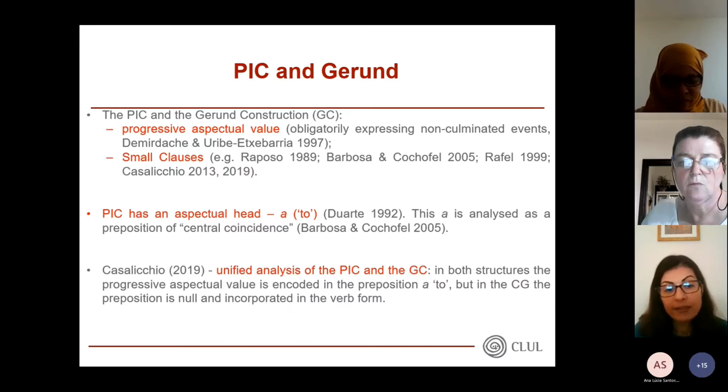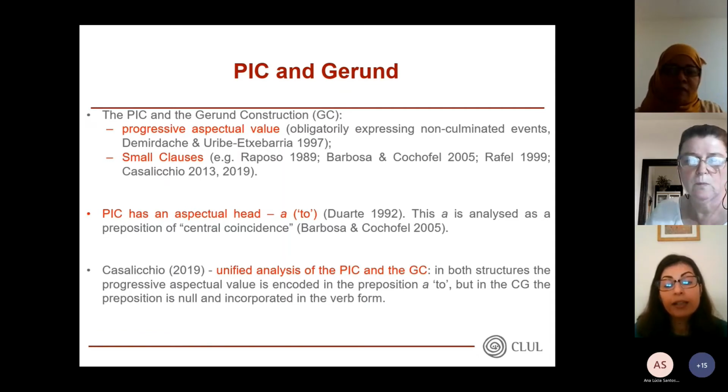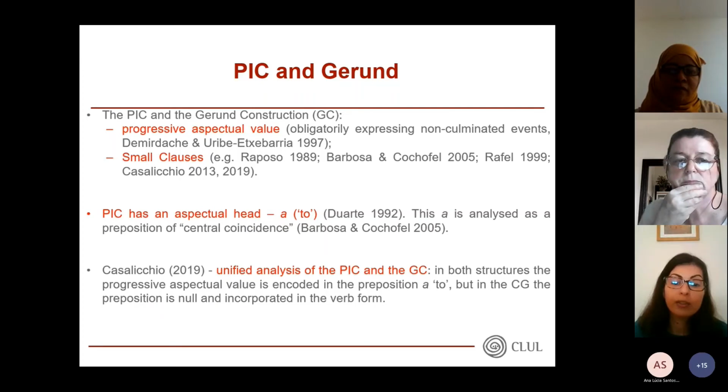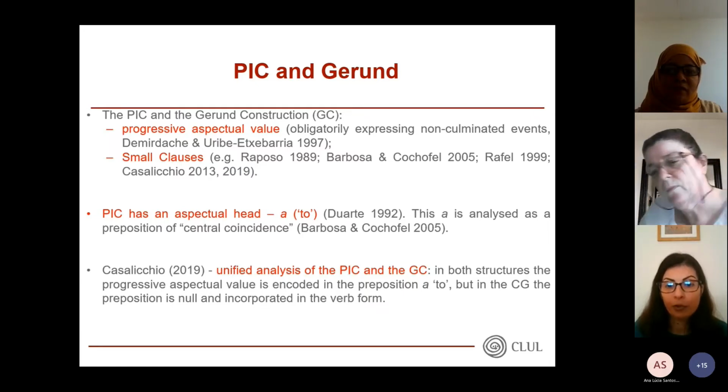A recent analysis by Casalicchio has proposed a unified analysis of the PIC and the gerund construction. This author argues that in both structures, the progressive aspectual value is encoded in the preposition a, but in the gerund construction, the preposition is null and incorporated in the verb form.